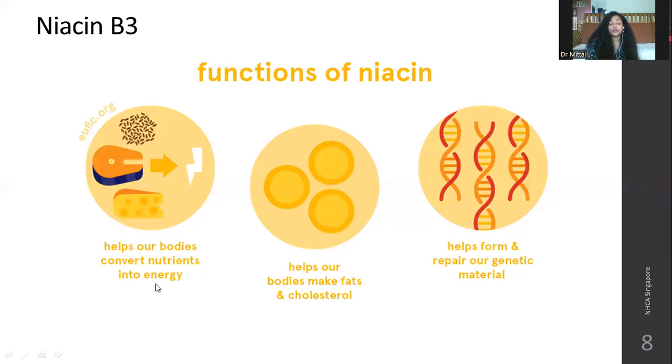So to make fats and cholesterol within your body, niacin is required. It also helps to repair your genetic material. Any small mutations that are happening here and there, the presence of niacin will take care of them before they progress and form into something carcinogenic, or lead to some benign tumor or malignant tumor. The presence of niacin can take care of the small cuts and bits in your genetic material.